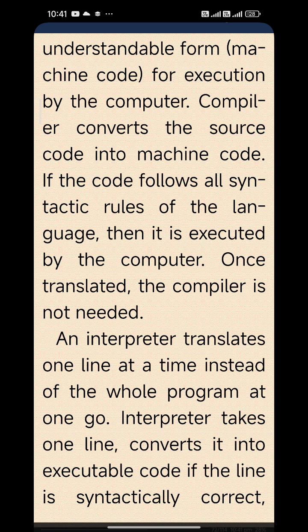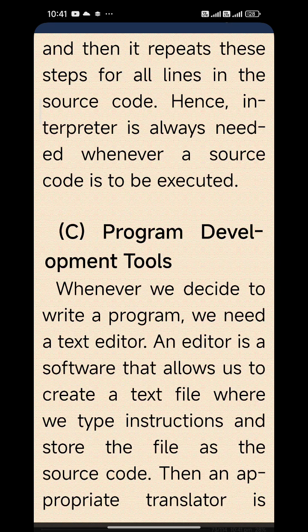Interpreter takes one line, converts it into executable code if the line is syntactically correct, and then it repeats these steps for all lines in the source code. Hence, interpreter is always needed whenever a source code is to be executed.